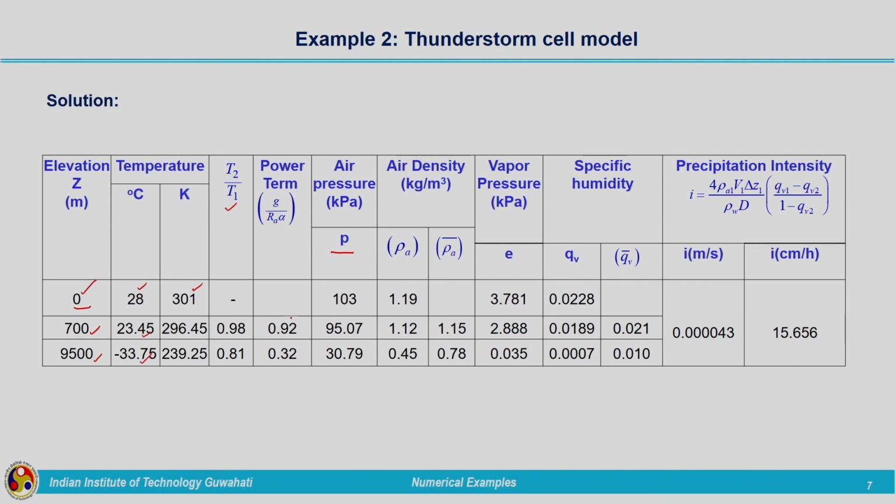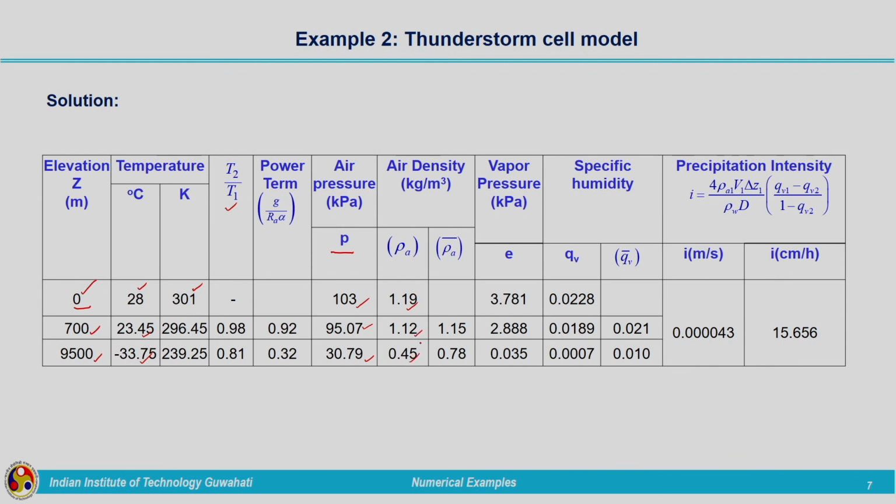For that, separate columns have been made. The air pressure at ground level is given to us, and we will be calculating it at the levels of 700 meters and 9500 meters. Now, air density we can calculate from the ideal gas law expression, and that has been calculated as these values.